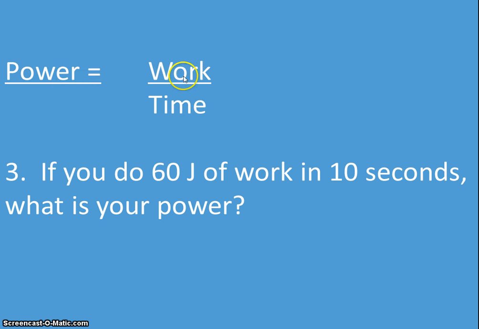Power equals work divided by time. W over T, right? So we do 60 joules of work in 10 seconds. 60 work divided by time 10 gives us 6 watts of power.